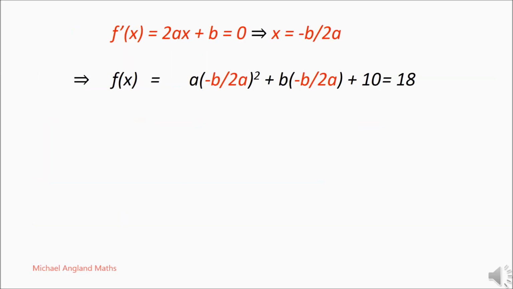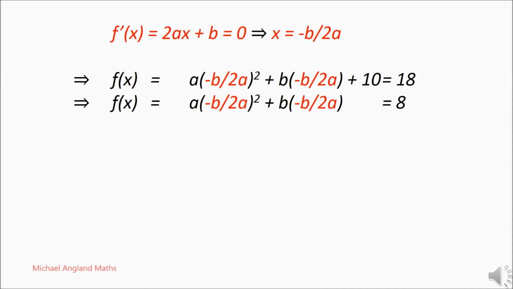Now we go back to the original equation of f(x) equals ax squared plus bx plus c, and we substitute in that value of minus b on 2a, and also we substitute 10 for c. So we end up with a times (minus b on 2a) squared plus b times (minus b on 2a) plus 10 is equal to 18, and then we proceed to solve this.